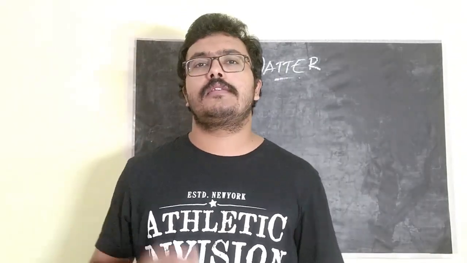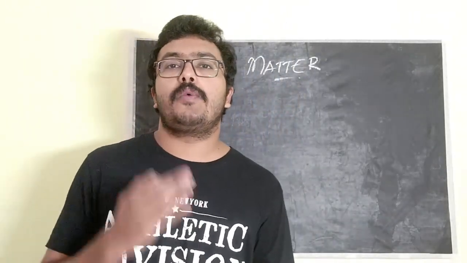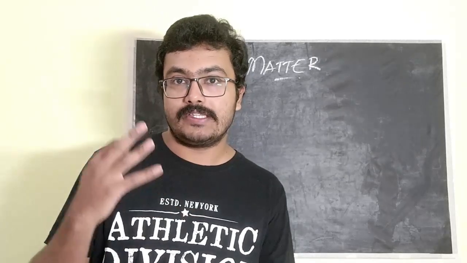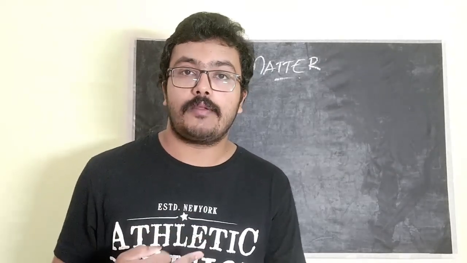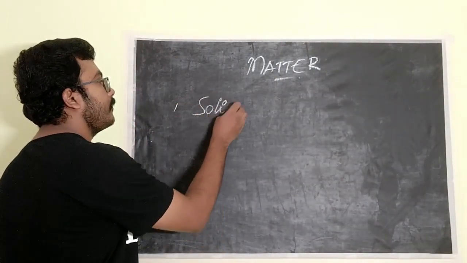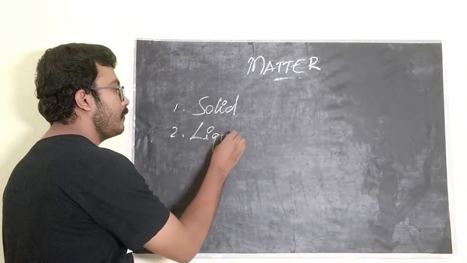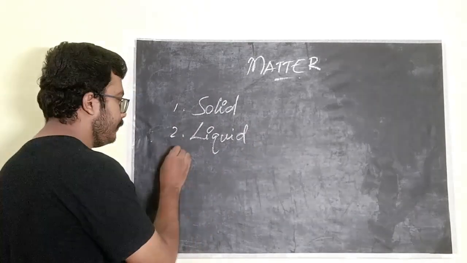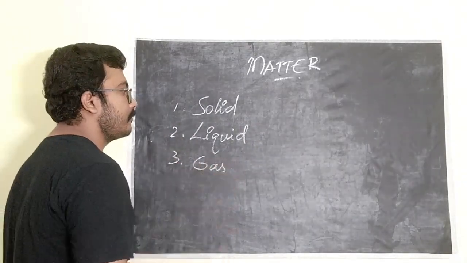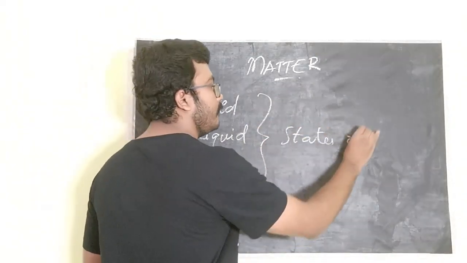Now let's move on to the next concept, that is states of matter. What are the different states of matter? The very well known three states of matter, which are included in your textbook. We'll just go through that. First one, solid. Second one, liquid. And the third one, gas. States of matter.